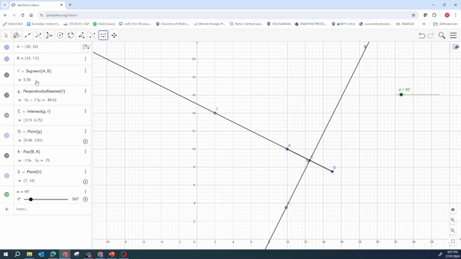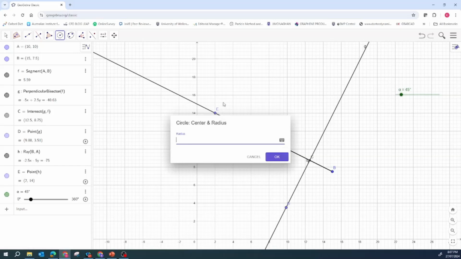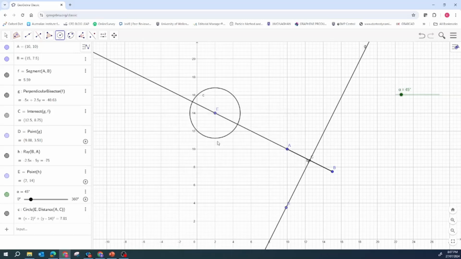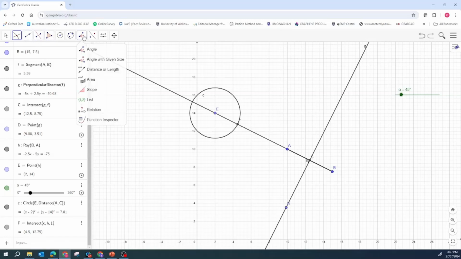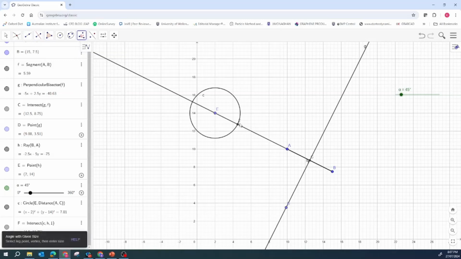Next create a circle for the crank motion. It is centered at E with radius half of the segment AB. Next create an intersection point of the crank circle and the ray. Next a point that circles around the crank circle following angle alpha.